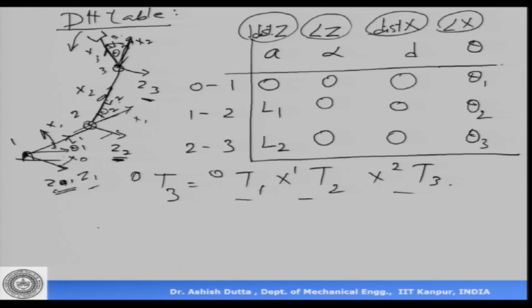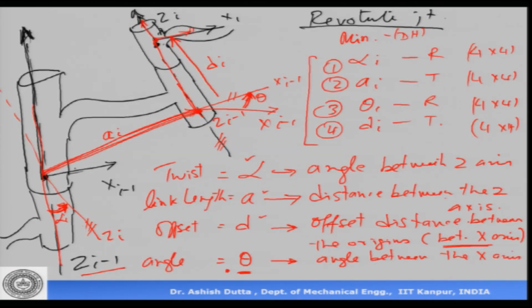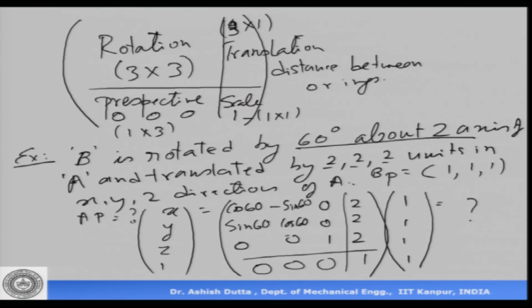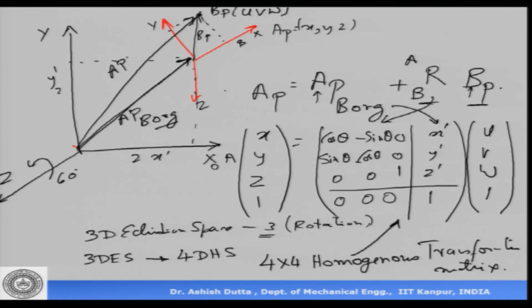So, let us write down the first matrix. The first matrix is T0 to 1. Now, if you go back to our homogeneous transformation matrix, which we just derived some time back, this matrix is a 4 by 4 matrix, and the first part of it is the rotation matrix.